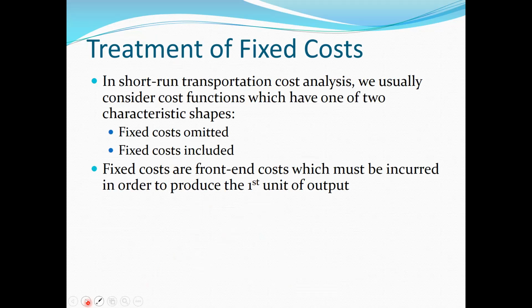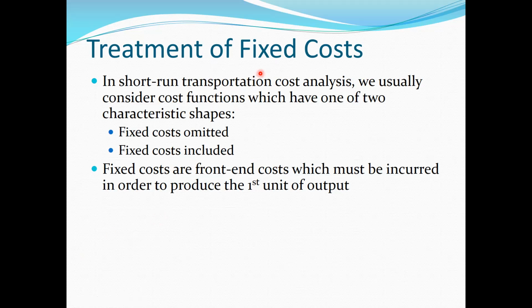Now, this is interesting because treatment of fixed costs could make the whole difference. In the short run, transportation cost analysis, we usually consider cost function which could have 2 different shapes. One is with the fixed costs omitted, and one with fixed costs included. Now, this is important because let's say you're a transit agency. Sometimes you don't worry about the fixed cost. Because the thing is, in transit industry, a lot of time, what is your fixed? So what is an example?